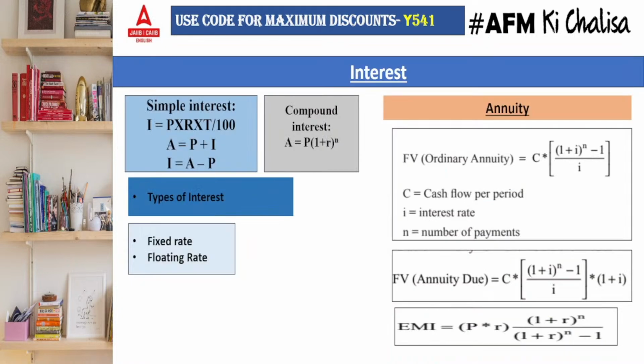Then comes the interest part. Interest and annuities actually. When we talk about this area, there is something called simple interest, and there is something called compound interest. Simple interest is P into R into T upon 100, principal into rate into time, that will determine it. But always remember, simple interest is always the same amount.